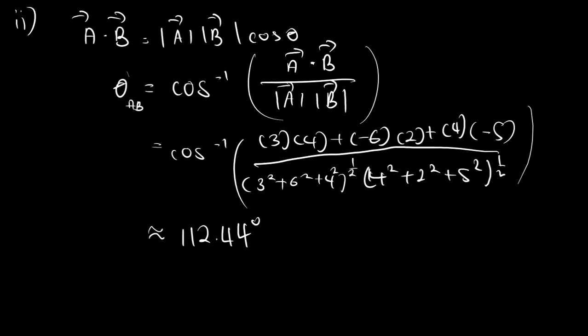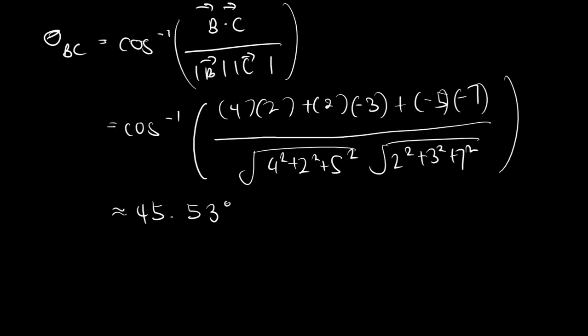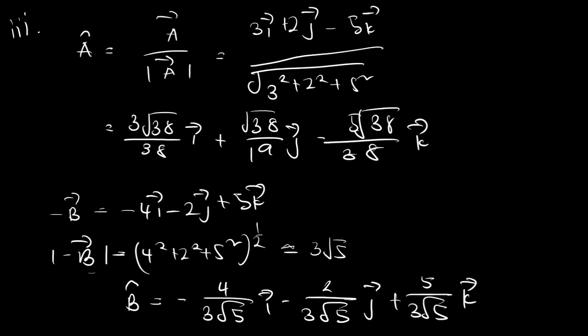And for the second one, we need to find the angle for A and B. So we have this formula, just apply it. We need to find the dot product of A and B, and we also need to find the magnitudes of vectors A and B. Just apply the formula, and we get 112.44 degrees. And for BC, also do the same thing, we get 45.5353. Just put in the formula, do the dot product, find the magnitudes, and put them into the expression, and we'll get the answer.